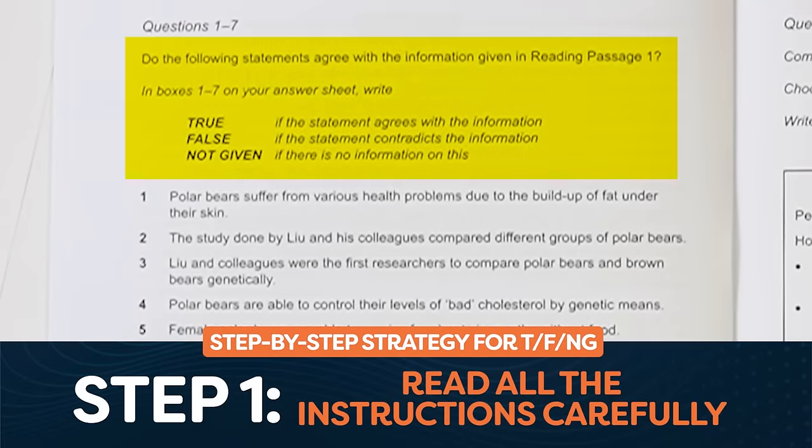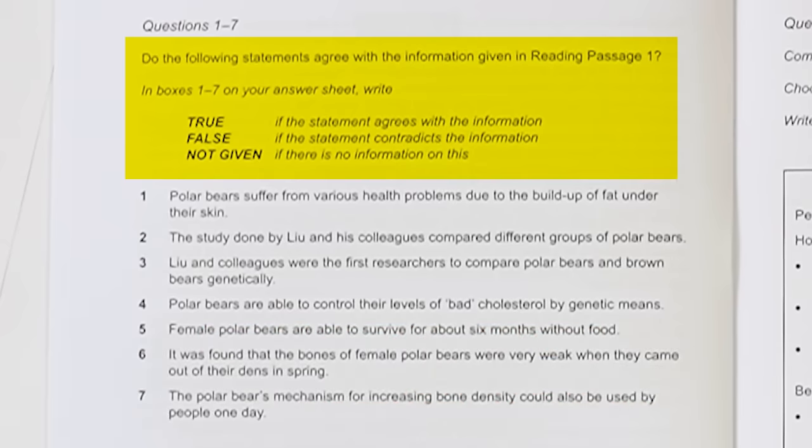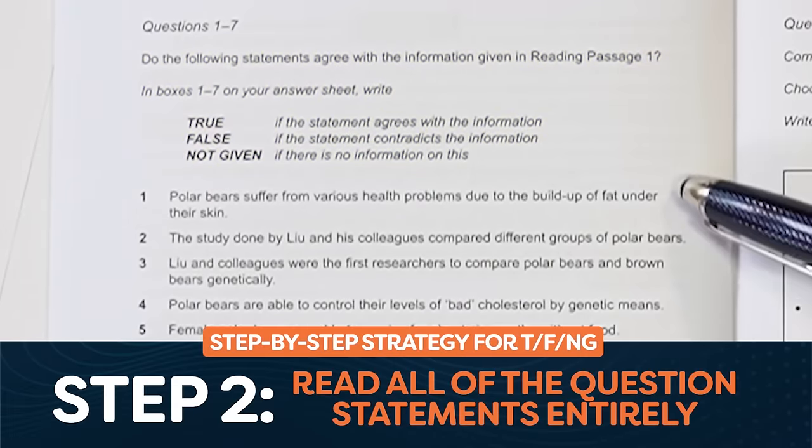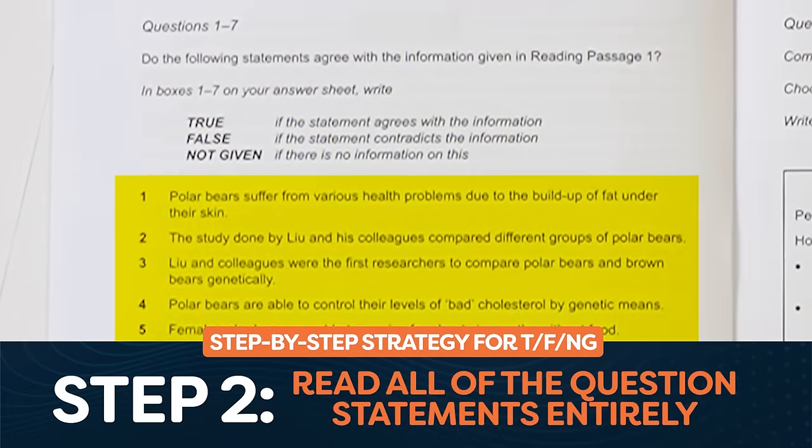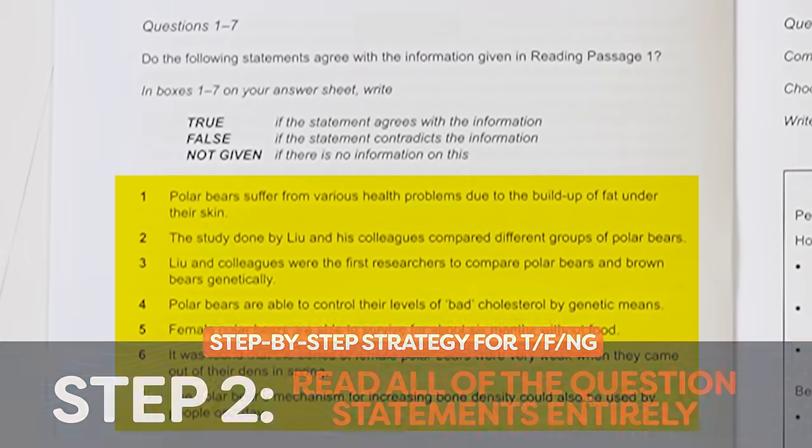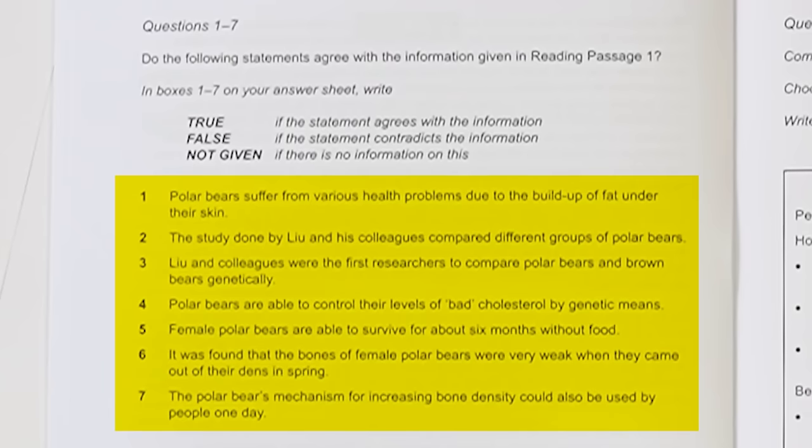So step 1. Read the instructions carefully and also think about, is this a true, false, not given question or a yes, no, not given question? If it's a yes, no, not given question, the strategy will be slightly different. Step number 2, read each of the question statements entirely, all of the question statements. Do not look at keywords and try and highlight keywords. This is not a question that is testing your ability to identify keywords. It is testing, first of all, your ability to understand each sentence as a whole. Also, think about any qualifying words that might come up.